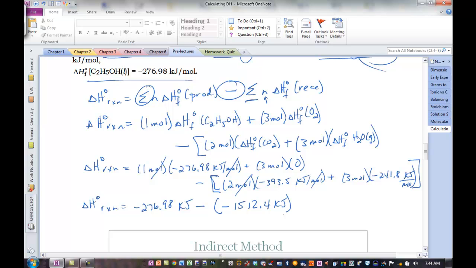One place that it's easy to make a mistake is with the sign here. You have to be careful. We're going to subtract off the sum of the reactants. So we're going to have a negative 276.98 minus a negative number. In effect, we're going to add this number to that number. So let's see what we get.